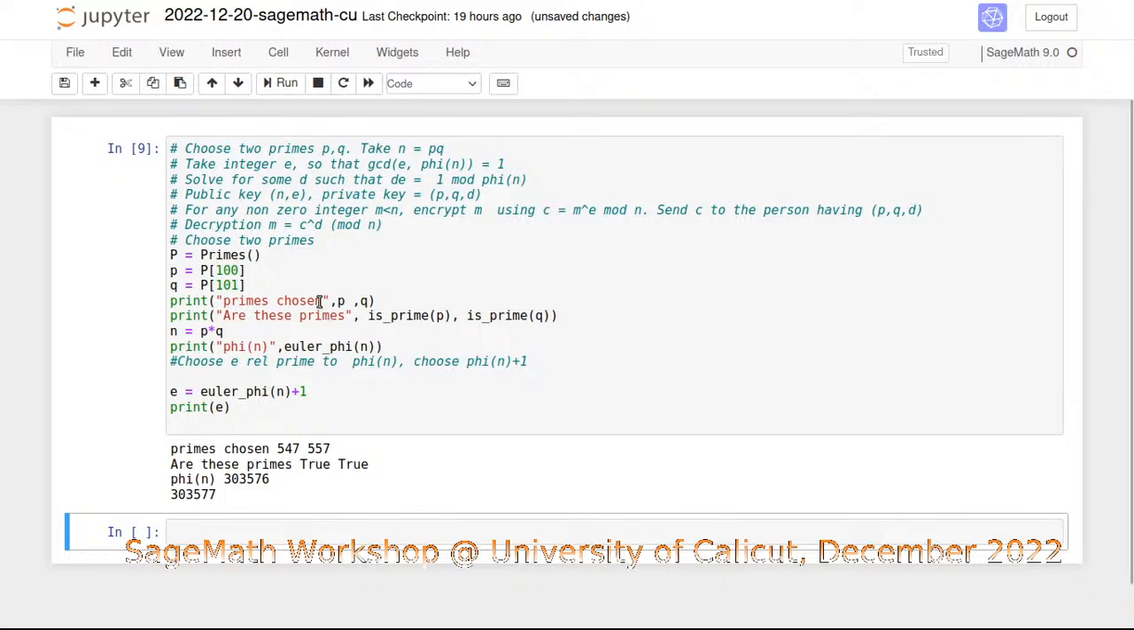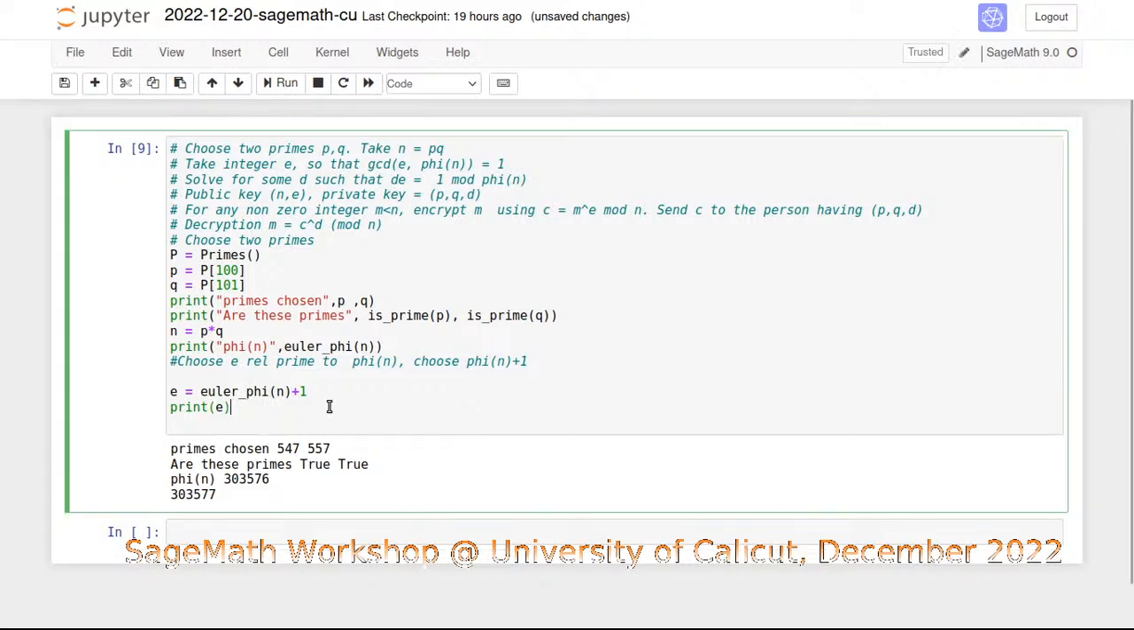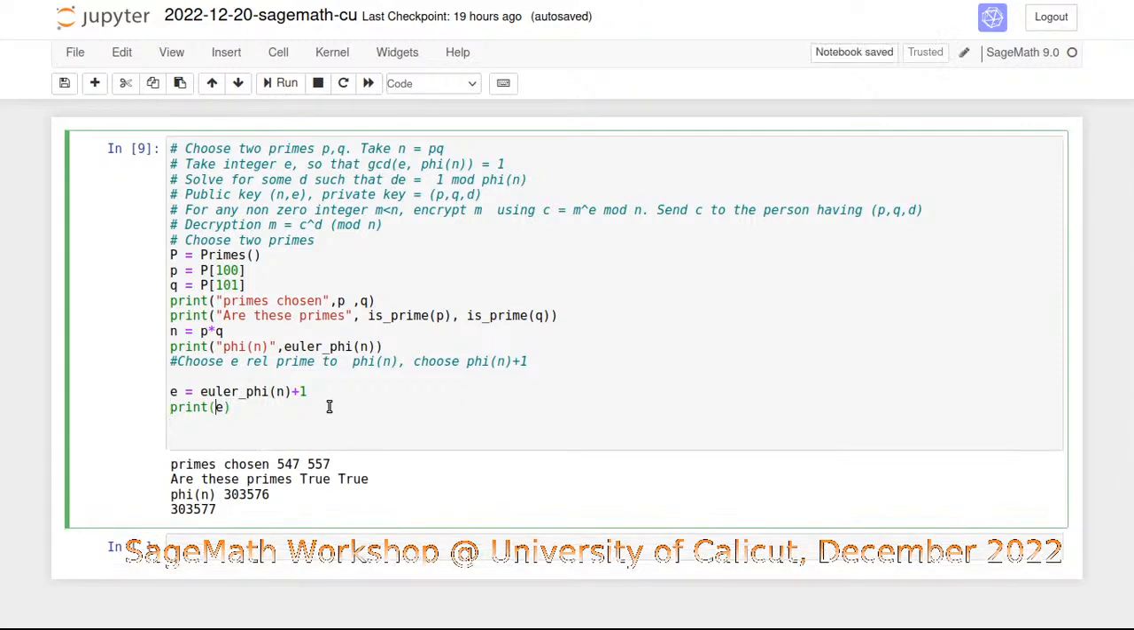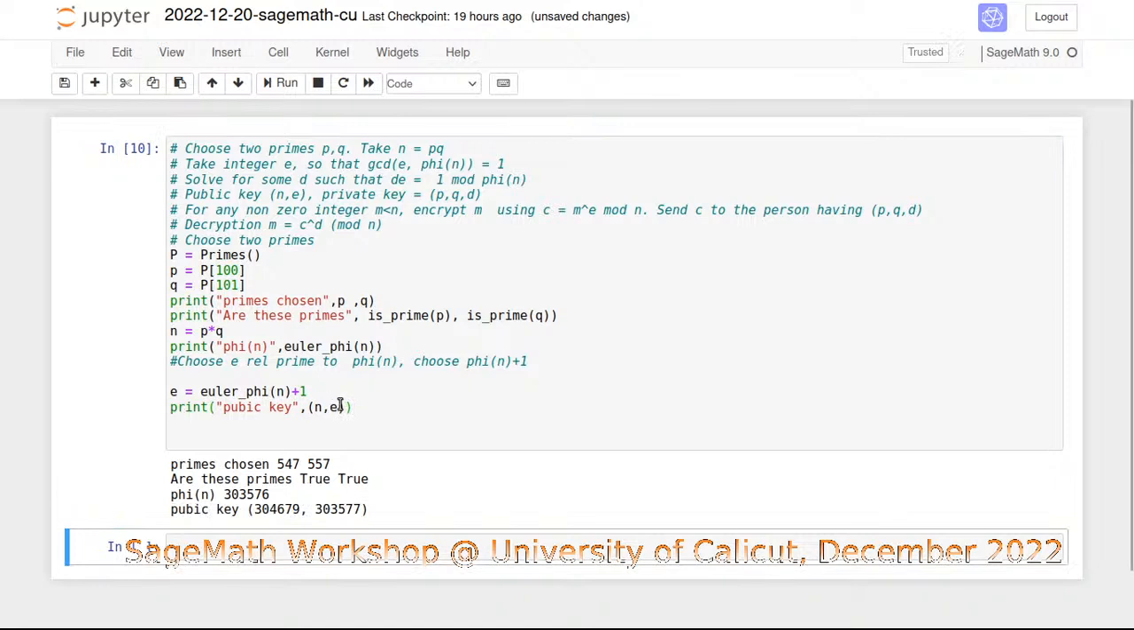Okay, so we got two numbers. Now we have constructed the public key, and it is ready because we have n and we have e. The public key is (n, e). That's ready. We may announce that this is the public key.